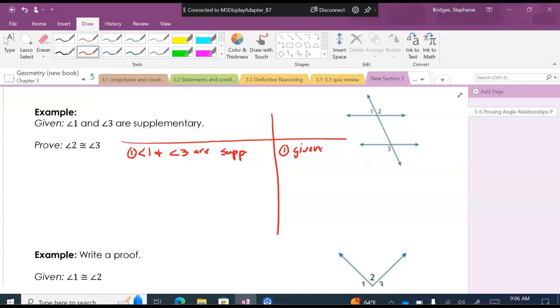So guess what we need to say about angle 1 and angle 3, based off of what we were given? So what we're going to say next is that the measure of angle 1 plus the measure of angle 3 equals 180. What reason do you think that would be? The definition of supplementary.